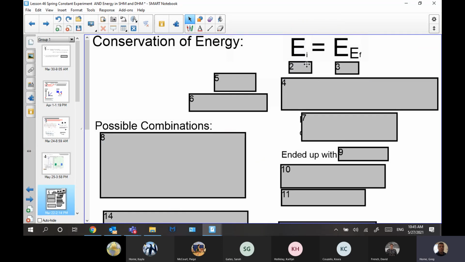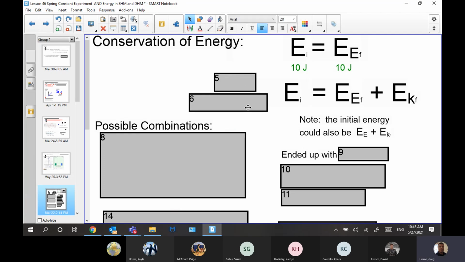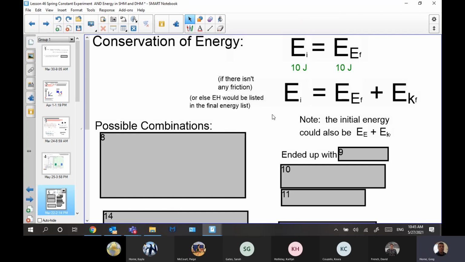So what we're talking about is if we have, you know, the 10 joules of energy all the time, our energies are made up of an elastic potential and a kinetic. What do we got here? If there's any friction, of course, it would always be the same, right?